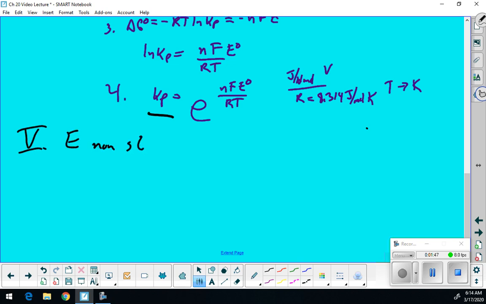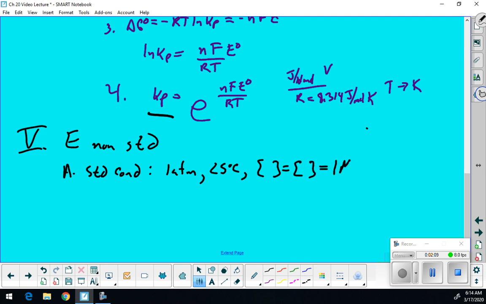How's that? We said that our standard conditions for using our table were 1 atmosphere, 25C, and concentrations of my products equal to the concentrations of my reactants equal to 1 molar, right? We said that was what our standard conditions were for my cell potential, right? Now, what happens if we change that?